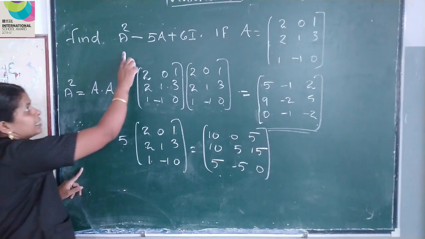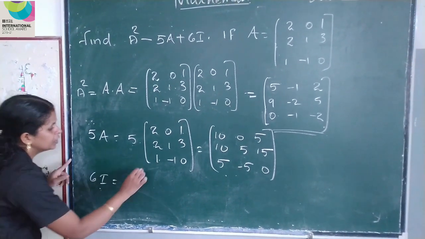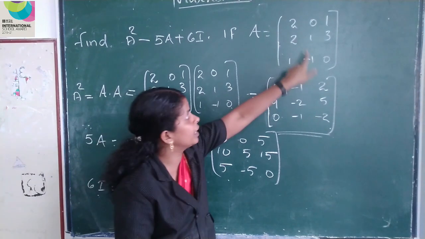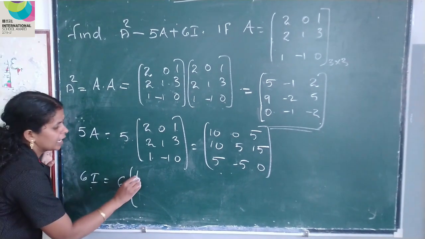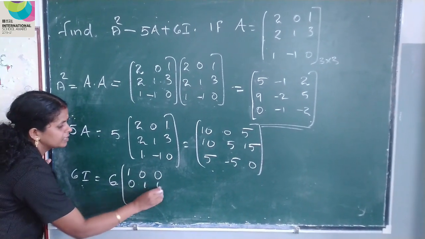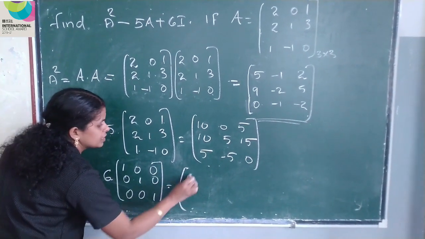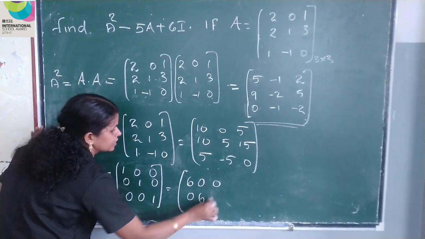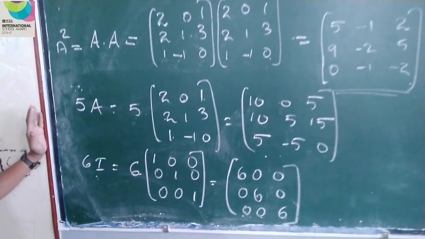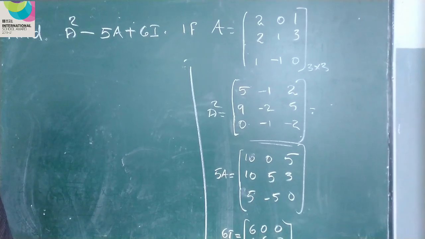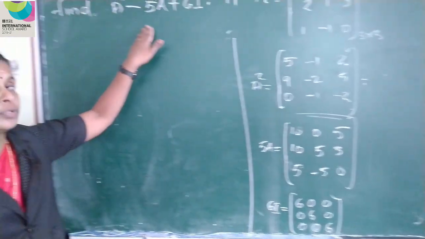Okay, the next is A square minus 5A plus 6I. So 6I is equal to 6 into the identity matrix. Here 3 by 3 is the order, so we consider the identity matrix of order 3 by 3. That means 1 0 0, 0 1 0, 0 0 1, which is equal to the matrix 6 0 0, 0 6 0, 0 0 6. Here we got A square, 5A and 6I. So these values we have to substitute in the question.